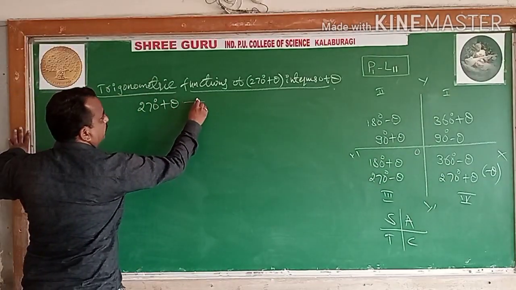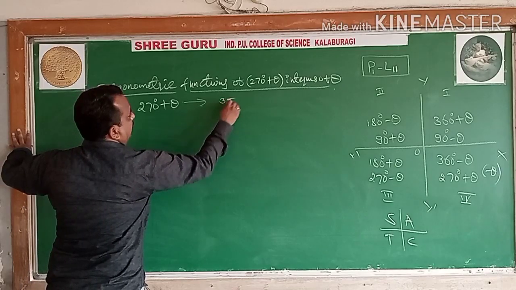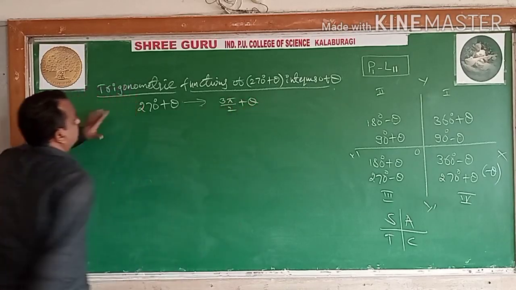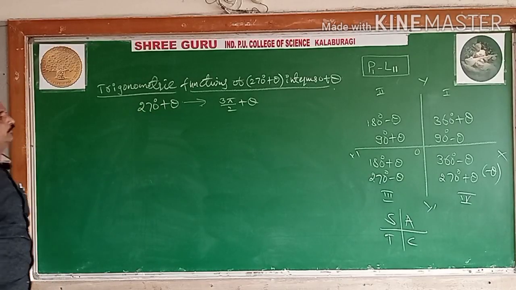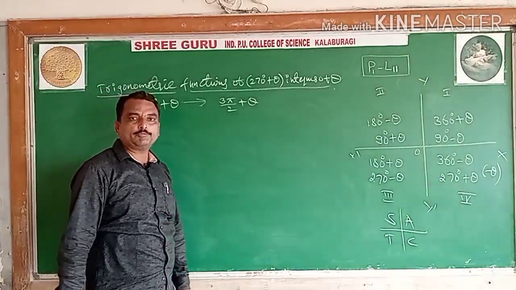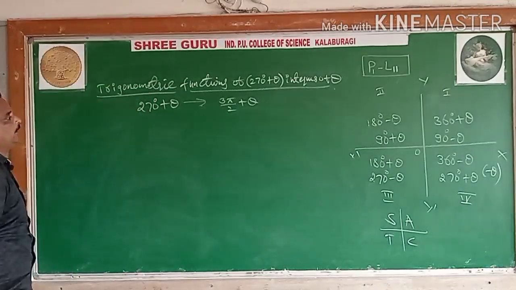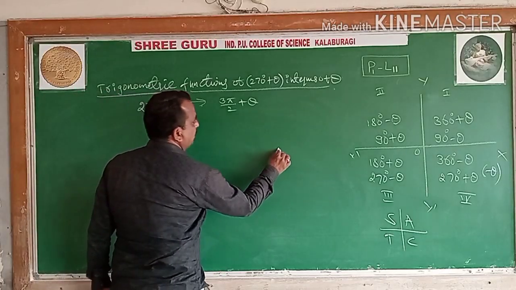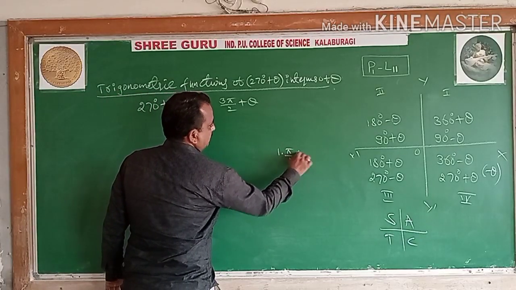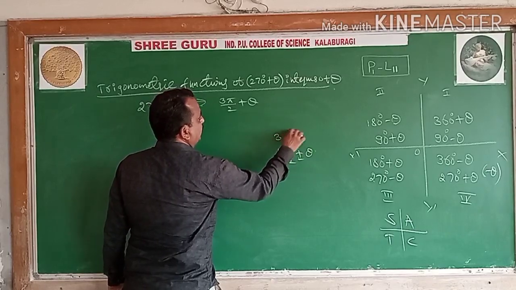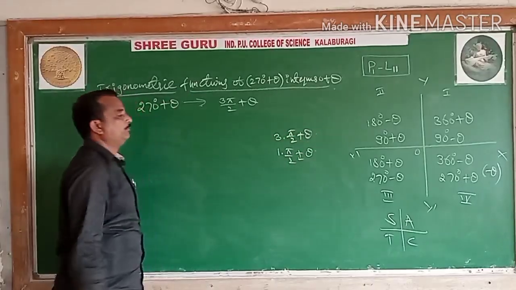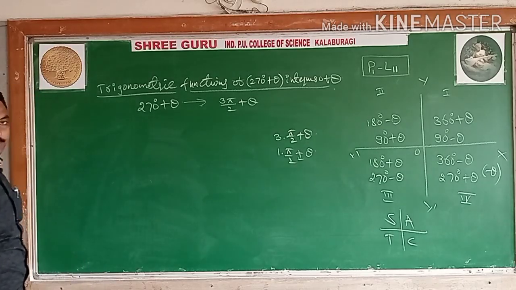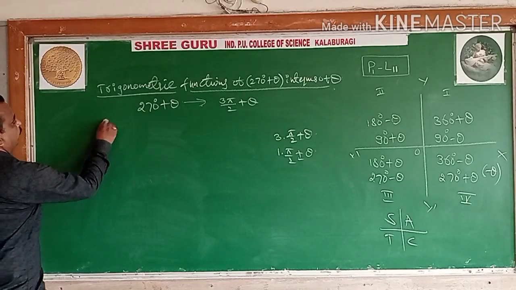So in terms of radian, shall I write 3 pi by 2 plus theta? We have just converted 270 degree, so it is 3 pi by 2 plus theta in terms of radian. Now see, student, is it an odd multiple of pi by 2 or an even multiple of pi by 2? Yes, it is an odd multiple of pi by 2. So the functions change. What type of change? They change to their cofunctions.